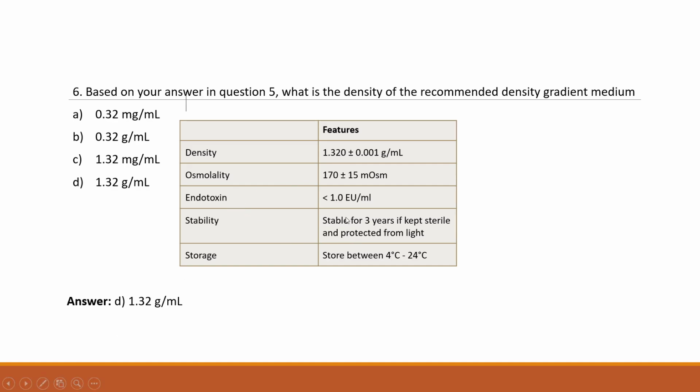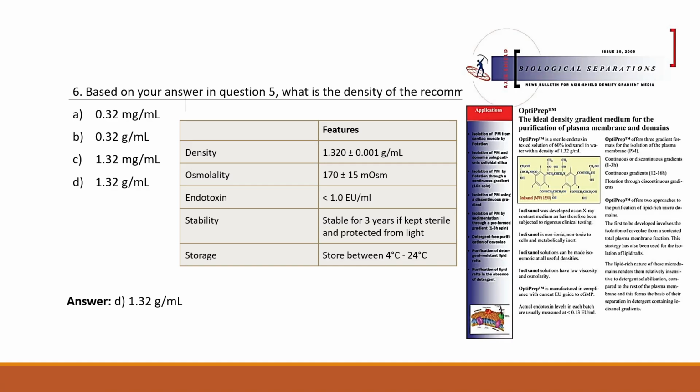Then the stability, like it was mentioned before also, it is stable for 3 years if kept sterile and protected from sunlight, and storage is 4 to 24 degrees. So this is the page you can see and visit if you want to know more about the preparation methods or the components in this OptiPrep medium, how it is prepared, what the structure of it is, what components are used, and how you can put it for different applications in your experiments.